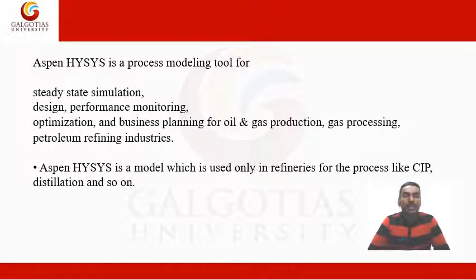So Aspen is a process modeling tool for the following things. One is steady state simulation, designing, performance monitoring, optimization and business planning for oil and gas production. Then it's a model which is also used in refineries for processes like CDU, distillations, and so on.